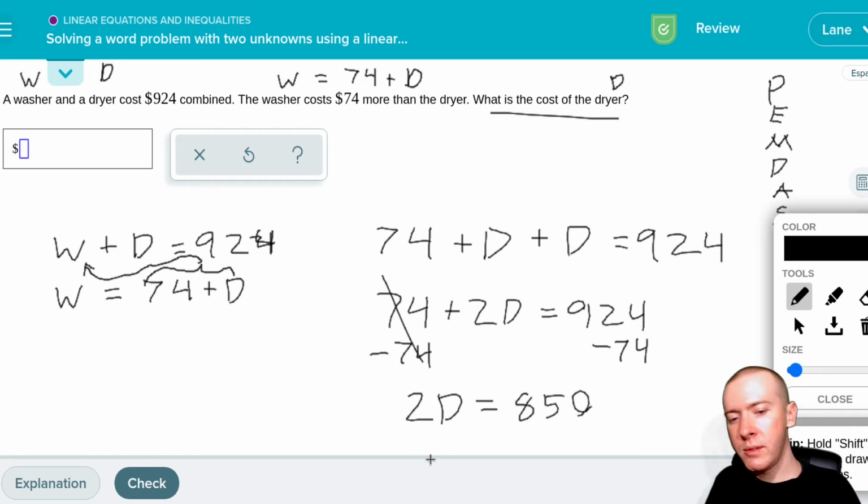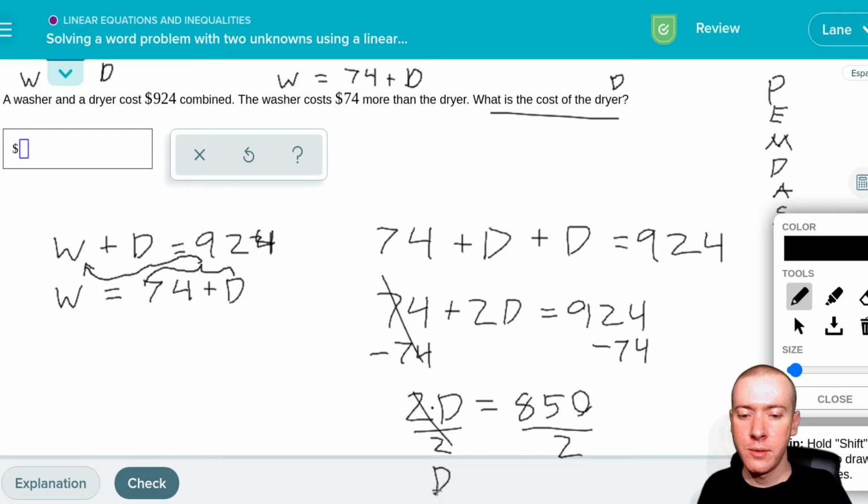How do we solve for D? What operation do we have here on the left-hand side? It's multiplication, right? 2 is being multiplied by D. So we use the opposite of multiplication, which is division. We divide both sides by 2. And on the left-hand side, we've solved for D. We just have D by itself.